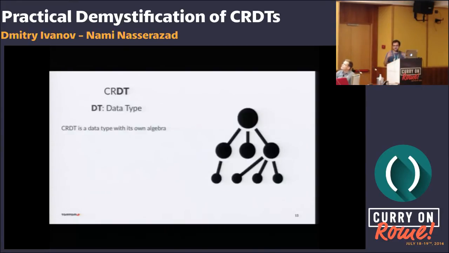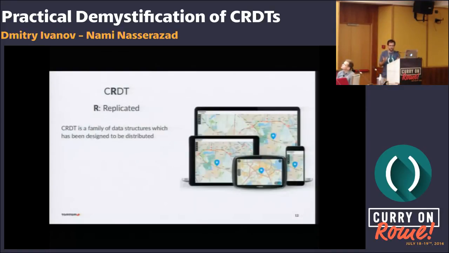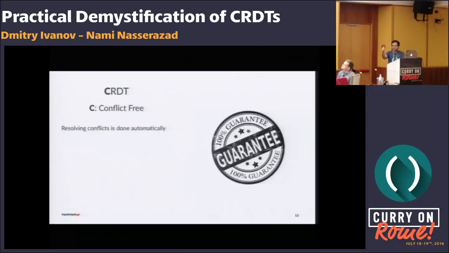As I said, CRDT is a data structure, a data type. It has its own algebra, and it's meant to be distributed. Each CRDT instance can have a lot of replicas all over the place, and all of those can be out of sync at some time, and even in conflicting states. But CRDT knows how to solve the conflicts, and they all will converge to a correct state.